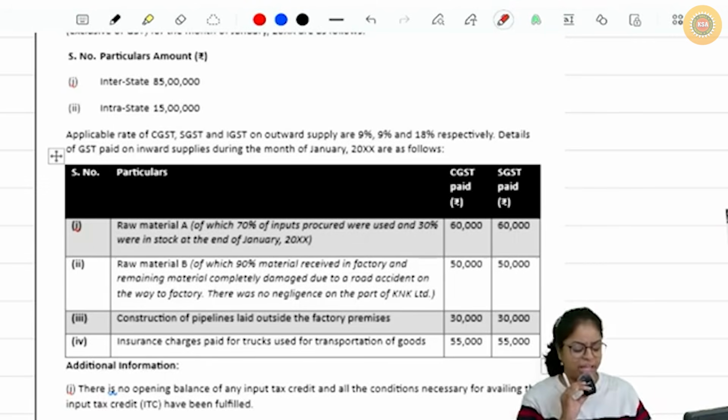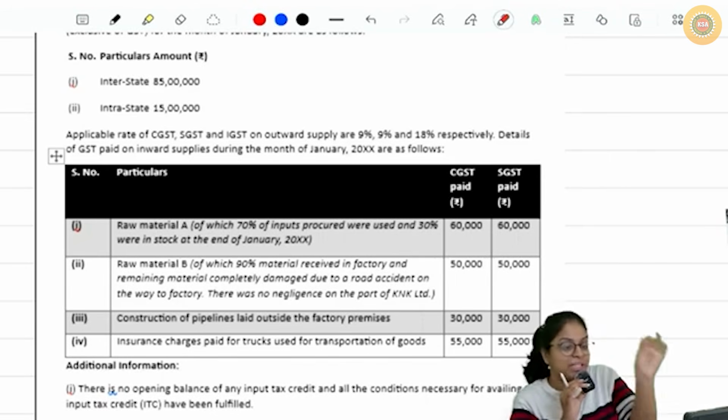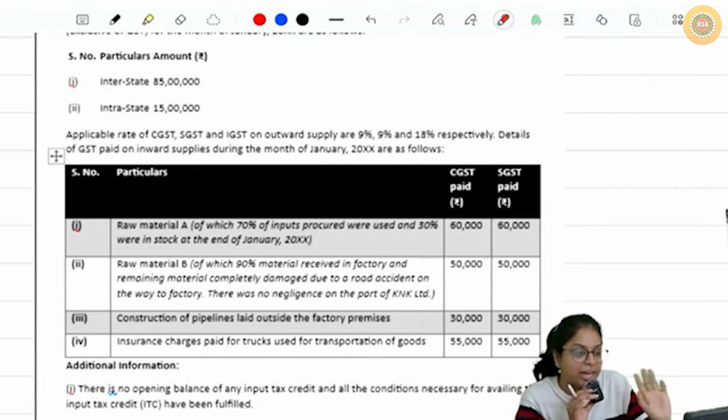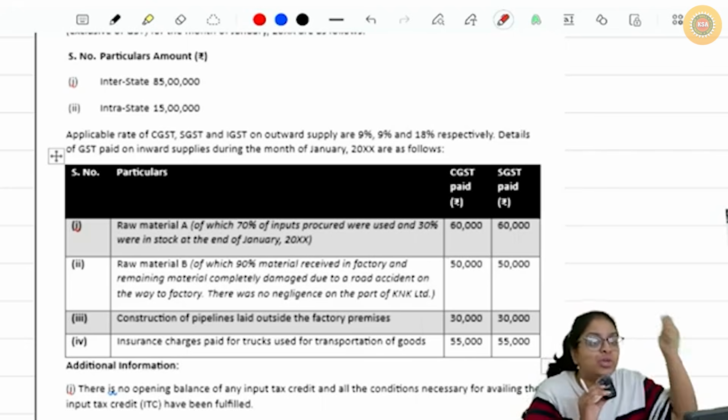Which is raw material B, of which 90% of the material was received in the factory and the remaining material was completely damaged due to a road accident. So for 90% of 50,000, that is for 45,000, I will be able to take the credit, but for 5,000, I cannot take the credit. Why can you not take the credit? Because the goods were damaged.